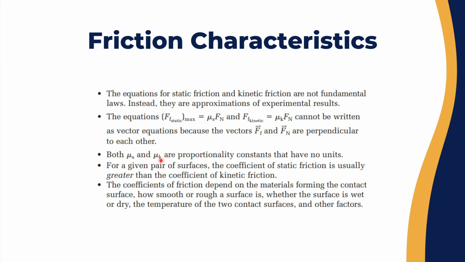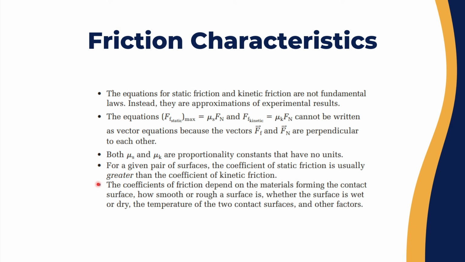For a given pair of surfaces, the coefficient of static friction is usually greater than the coefficient of kinetic friction. Remember the graph we had in the last lecture, where we said kinetic friction shows up when static friction is being overcome by the applied force. So you can't have kinetic friction higher than static friction. The coefficient of friction depends on the materials forming the contact surface. So those are object properties.